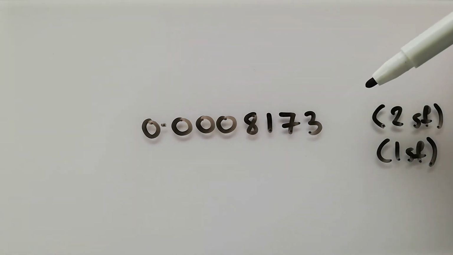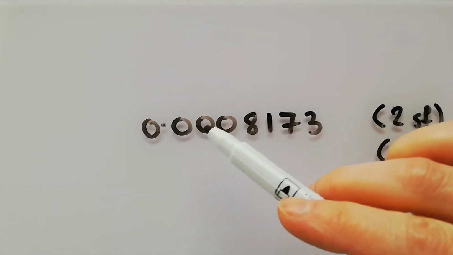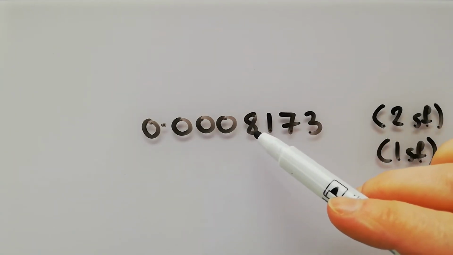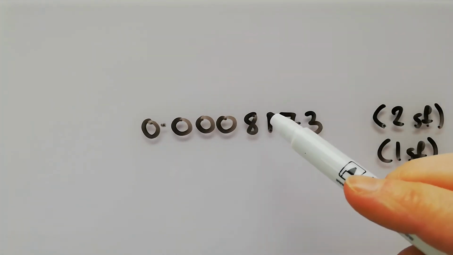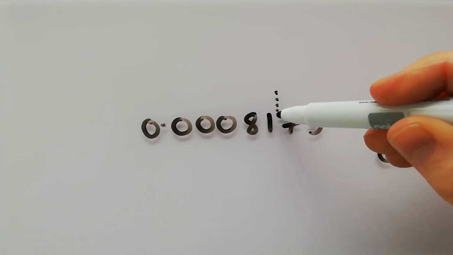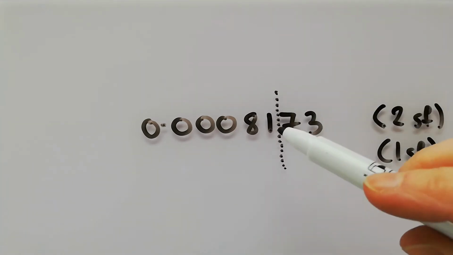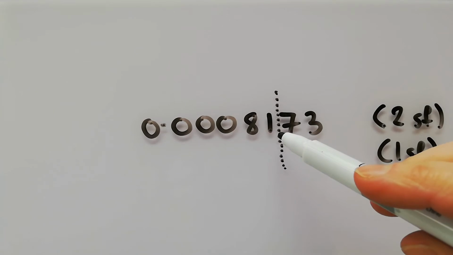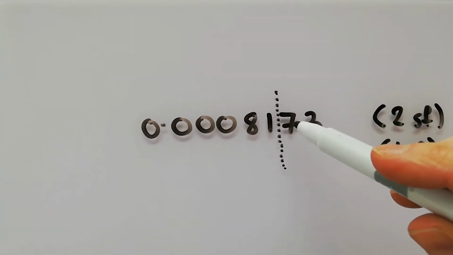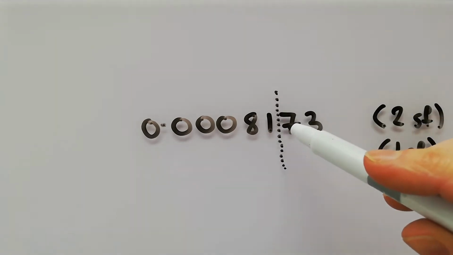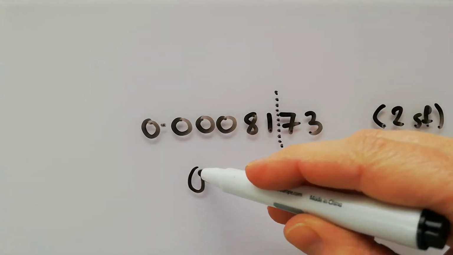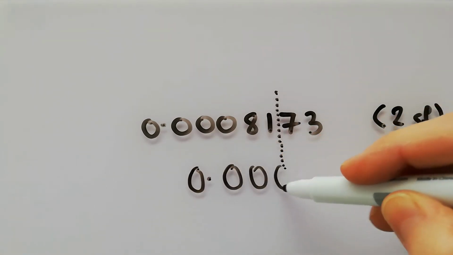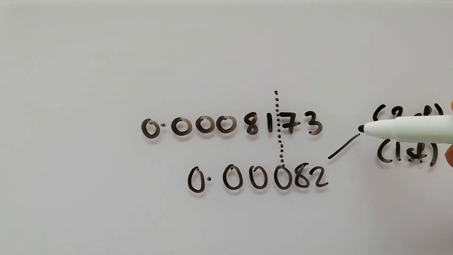Looking at the next one, that is my first significant figure. So all of these zeros get ignored, and that's my first significant figure. That's my second significant figure. So if I was rounding to two significant figures, I'd make a cut there after the second significant figure. Because to the right of the line I've got 7, which is bigger than 5, that means the 1 gets kicked up one place and becomes a 2. So I get 0.00082 to two significant figures.